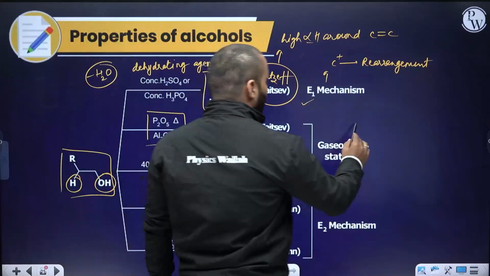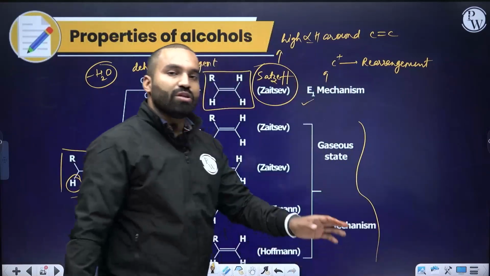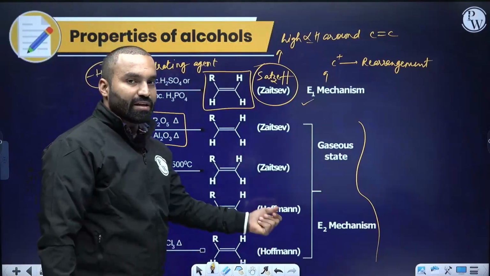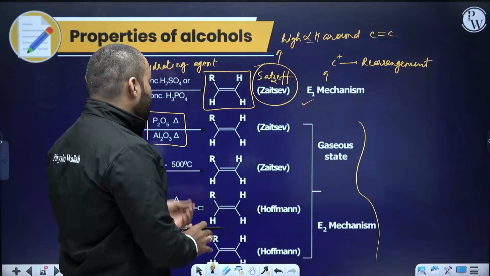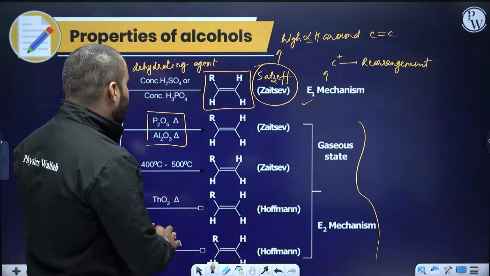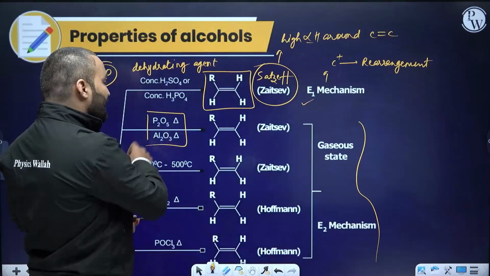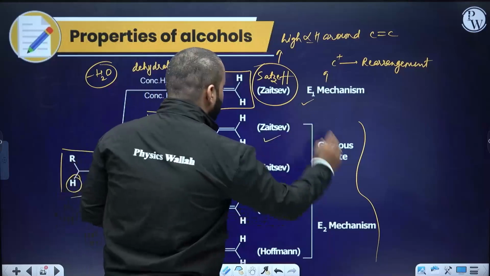compound obtained will always be gaseous in nature. They ask you these questions in your boards as well as in JEE Mains and NEET examinations. They ask how many gaseous products are formed. Then you need to say that P2O5 will work at heating conditions. Alumina will work at heating conditions and the compound obtained will be according to the Saytzeff rule.